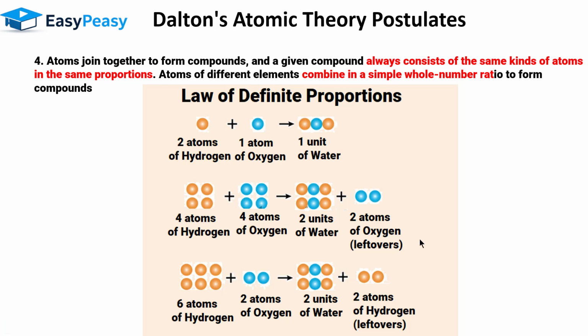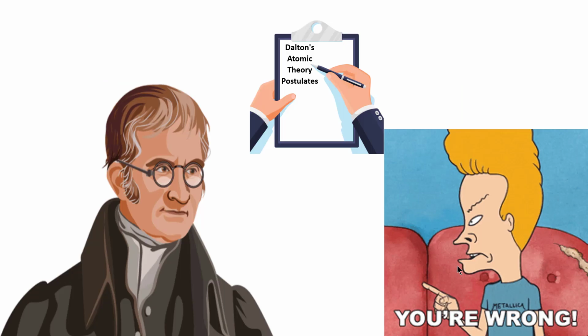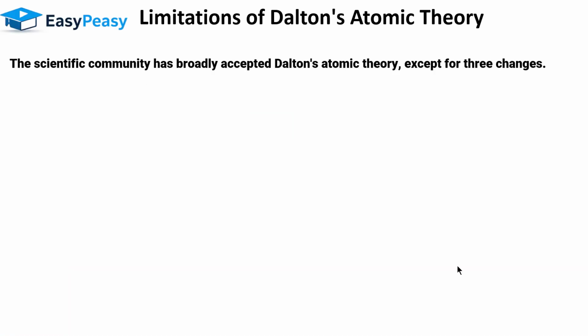If we change the proportion again, and this time take 6 atoms of hydrogen that react with 2 atoms of oxygen, again they will make 2 units of water and 2 atoms of hydrogen will be left over. Now this Dalton atomic theory doesn't become a law because there are some limitations in his theory. Let's talk about those limitations now.